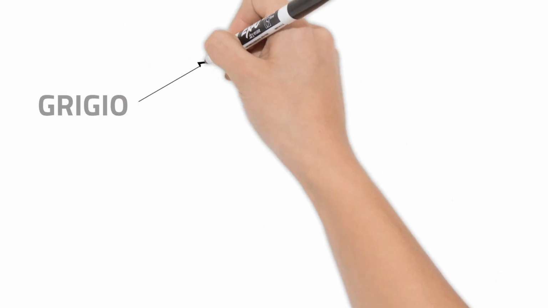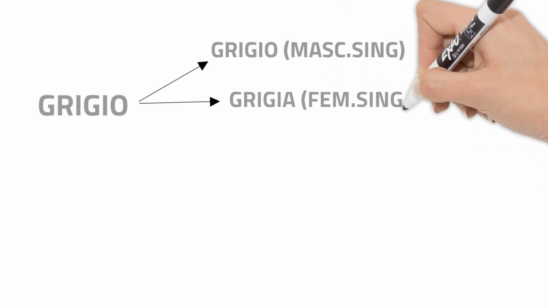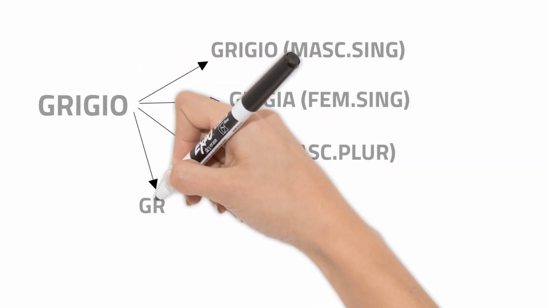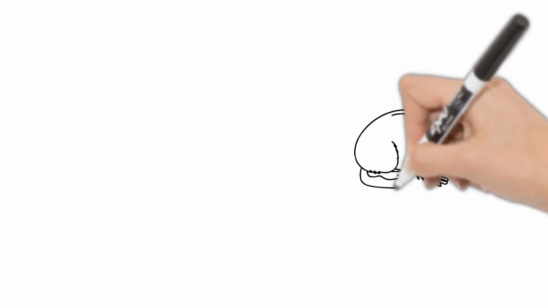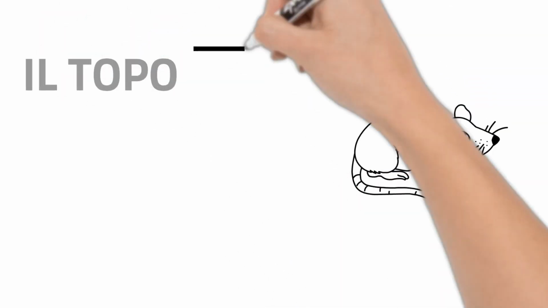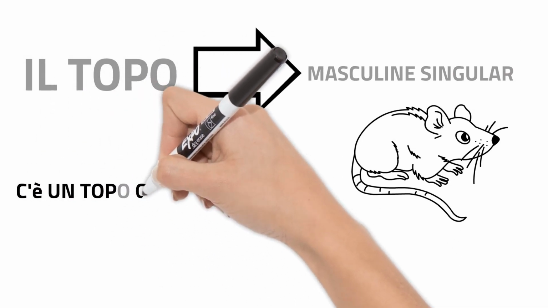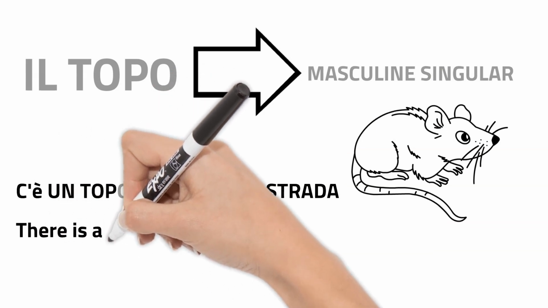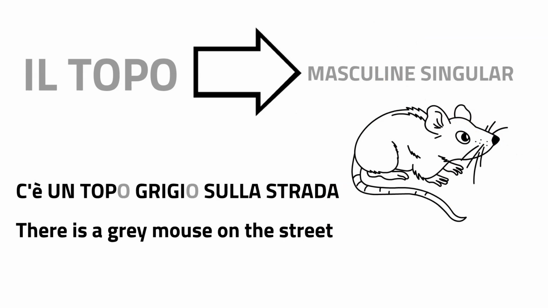Next color is grigio, gray. Then we have grigia, feminine singular, grigi, masculine plural, and grigie, feminine plural. Let's look at our next drawing. Over here we have a mouse, which is il topo, which is masculine singular. Let's make one sentence. C'è un topo grigio sulla strada. This means there's a gray mouse on the street. As you can see, topo and grigio agree with each other.